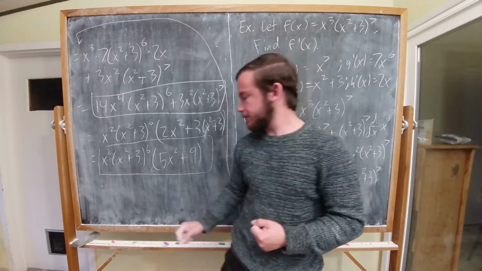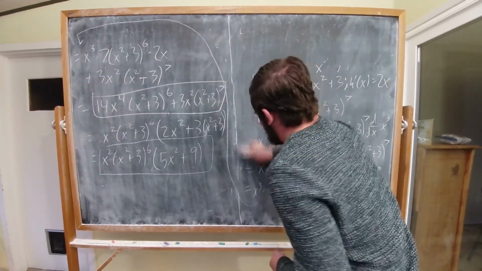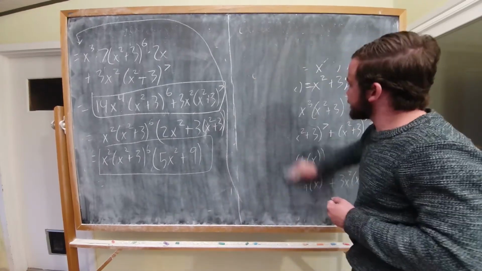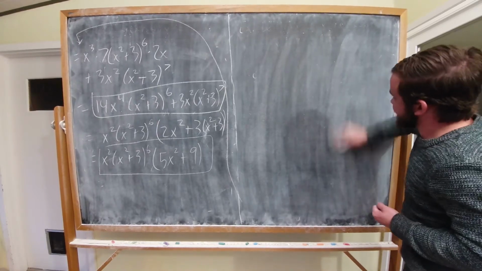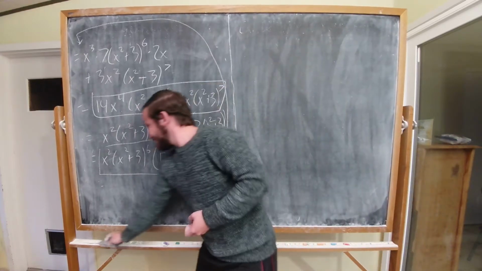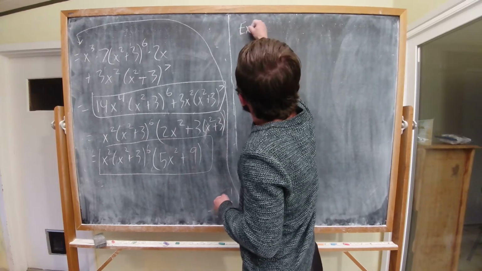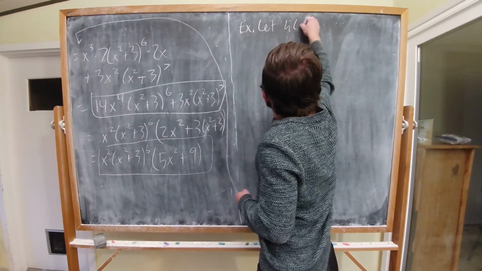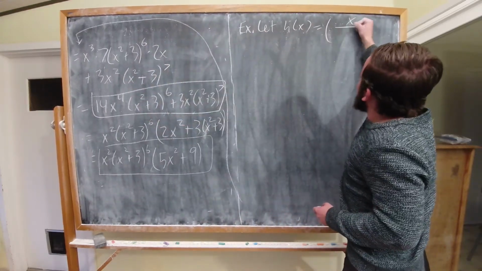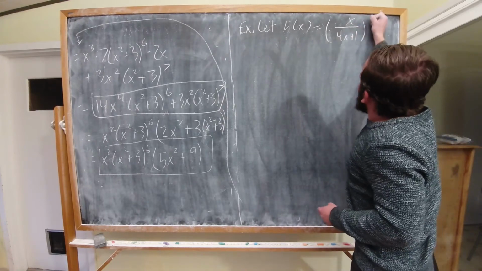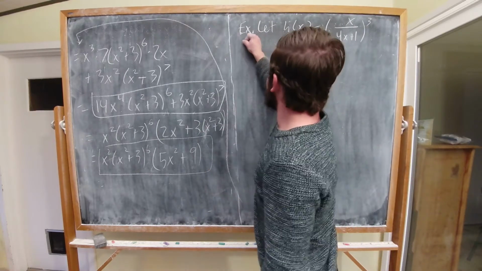Let's do one more example. And I'll do it using the second method. Alright, let's let h of x equal (x divided by 4x plus 1) all cubed. And our goal is to find h prime of x.